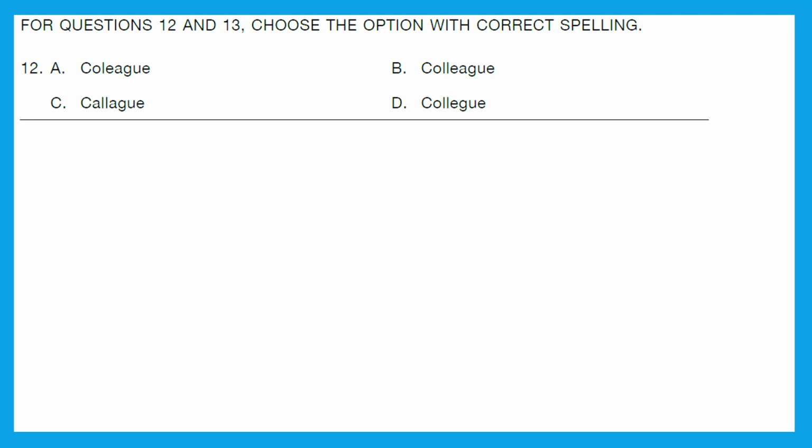For questions 12 and 13, choose the option with correct spelling. Let's look at question 12. And here it looks like they're talking about colleague. That means a person who works at the same place as you. And the right spelling of colleague is C-O-L-L-E-A-G-U-E, which is option B. Option B is the right answer.